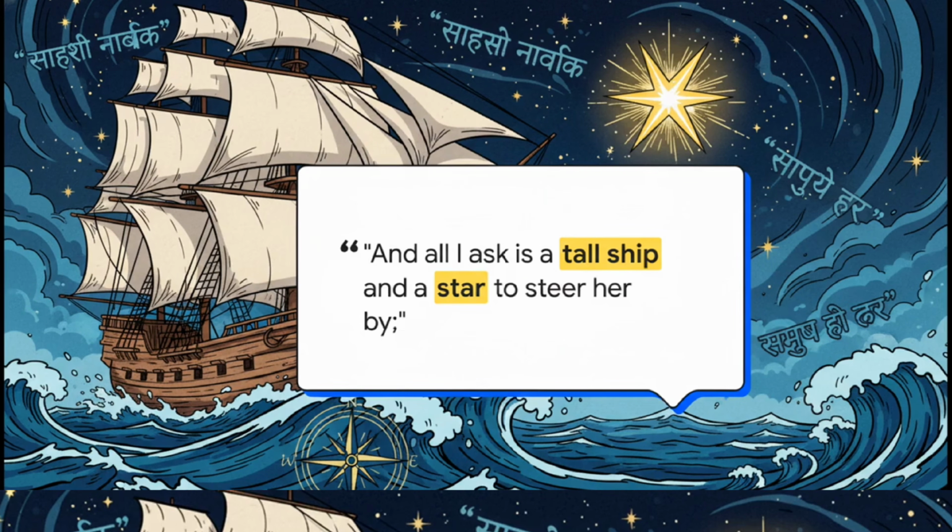And what does he need for this journey? "And all I ask is a tall ship and a star to steer her by." Look at how simple his needs are. He isn't asking for gold or a huge crew or anything fancy. All he needs is a good, strong ship and one star in the sky to guide him. So what does that tell you about him? It tells us he is a true sailor at heart, isn't it? Someone who only needs the basics to feel at home on the vast sea.